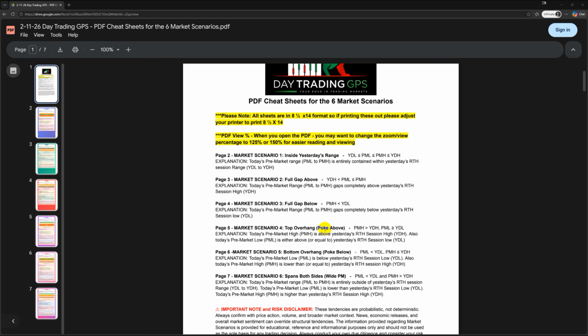Top overhang poke above, bottom overhang poke below. Market scenario 6, the highest volatility scenario, spans both sides. That means that the pre-market range is completely outside yesterday's RTH high and low. So that means the pre-market low is lower than yesterday's daily low, and the pre-market high is higher than yesterday's daily high.